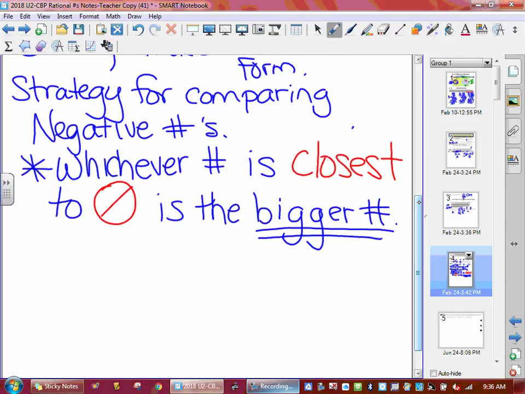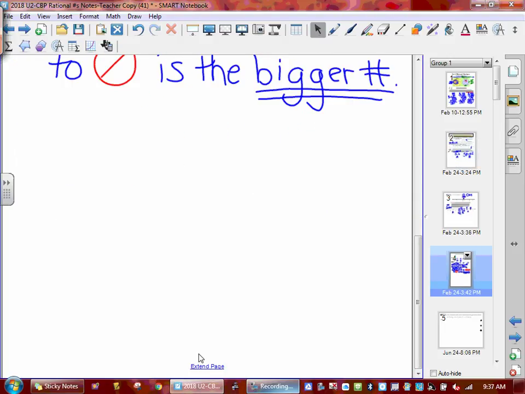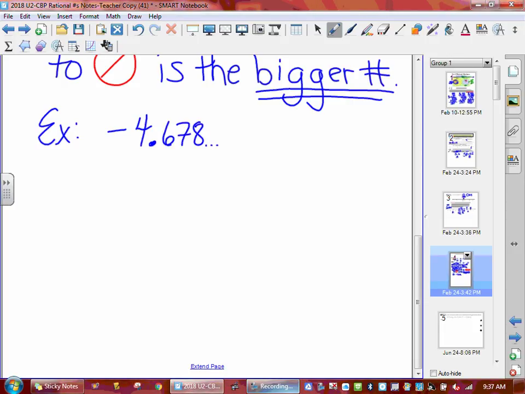Okay, let's throw our other example up here. So one last example. Example: negative 4.678. We want to know if it's bigger or smaller than negative 4.679. Oh boy. When you take a look at those numbers, the only different number is the guy at the end.